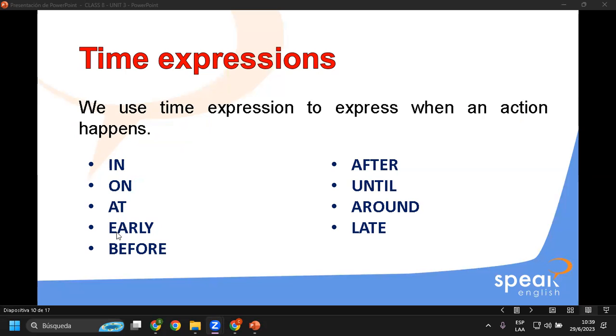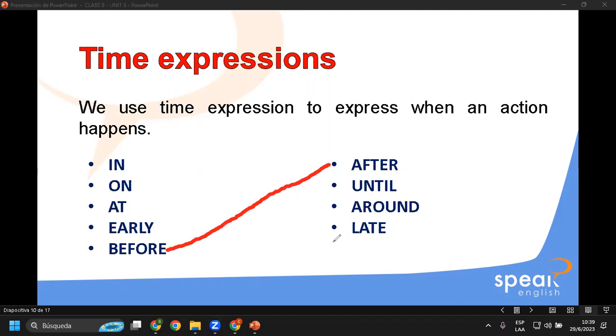Do you know what is the meaning for early? Temprano. Do you wake up early? Sometimes, right? Then we are going to study before and after. Be careful with these ones, okay? Sometimes we make mistakes with them, so be careful with before and after. We are going to study the meaning of until, around, and late, okay?